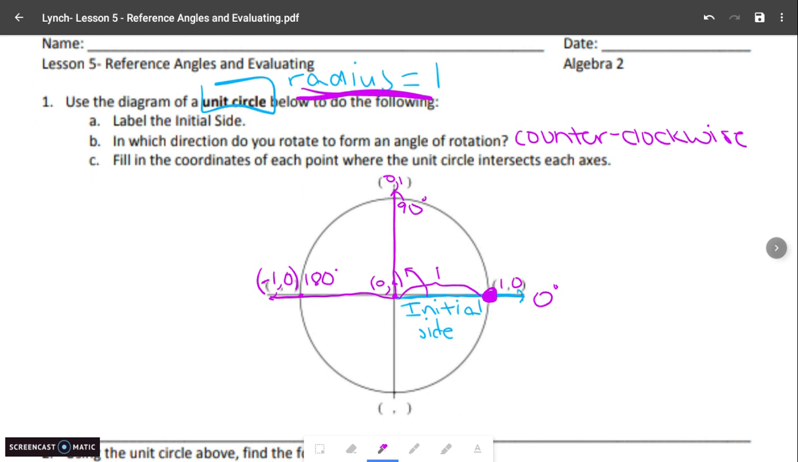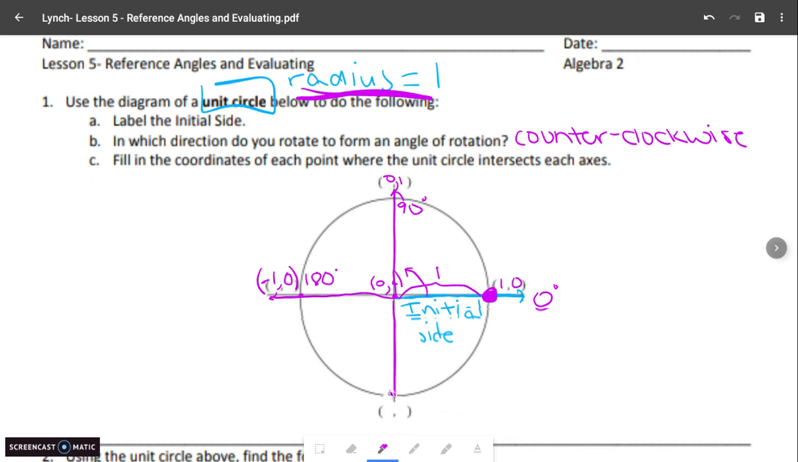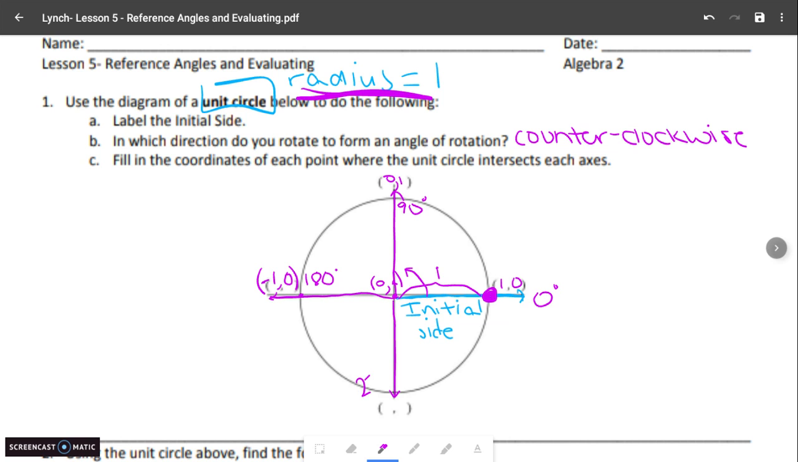If I continue rotating, coming off the initial side, rotate counterclockwise down to the bottom, that would be an angle of 270 degrees. And the coordinates of that point would be 0, -1. And then if you were to start on the initial side, rotate all the way around and stop where you started, we also say that over at the 0 is also an angle of 360.